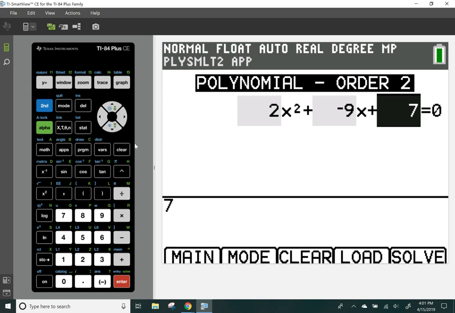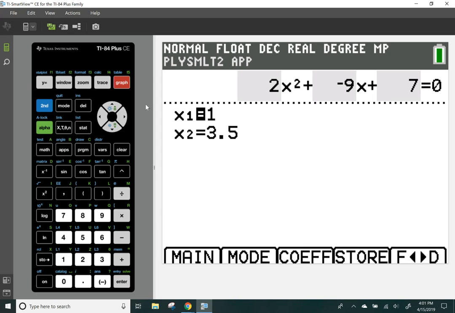So I've got it. Now I'll just hit solve, which is the graph button again. And I've got my answer, 1 and 3.5 as well. So I got those two answers. And that's it. It's right there in the app. It's that easy. So if you ever need to solve it, you can do it that easily.